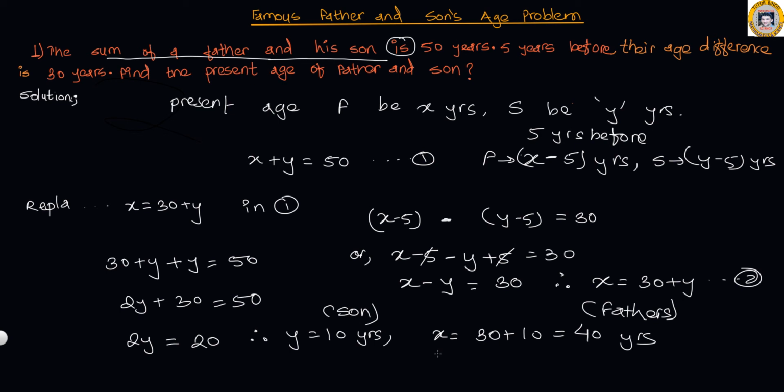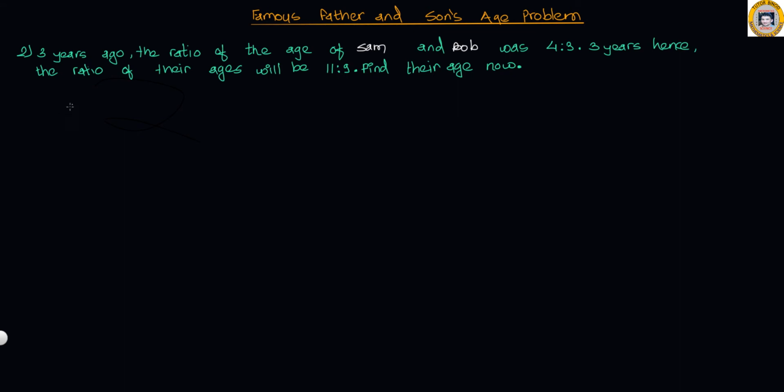Now let us see another kind of problem. In this problem, we have a similar kind of problem but in the form of ratio. Here are two friends, Sam and Bob. 3 years ago, the ratio of the age of Sam and Bob was 4:3. 3 years hence, which is 3 years from now, the ratio of their age will be 11:9. Find their age now.